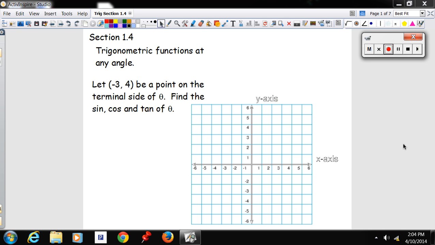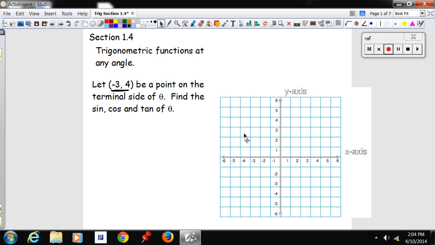All right, we're on 1.4 notes. It ties into our SOHCAHTOA quite a bit, so there's a lot of sine, cosine, tangent. We're going to start with a coordinate, this coordinate right here of negative 3, 4.